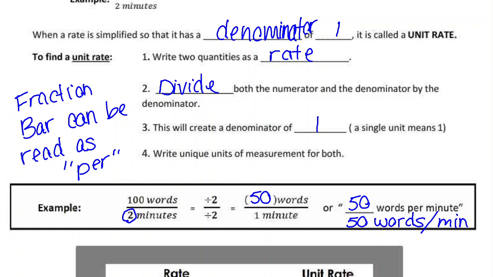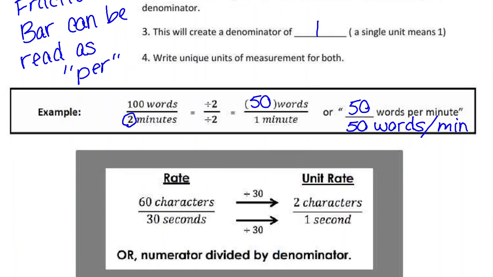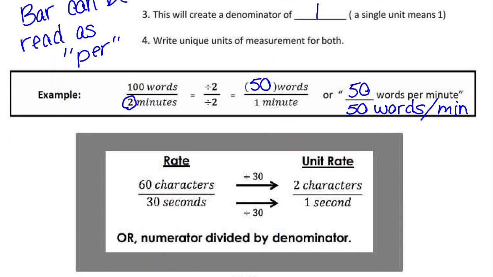So a rate, remember, a rate is comparing two things. So for this one, this is comparing characters to seconds. And then the unit rate is where we're taking the denominator of 30 and converting it to a denominator of 1. So in this case, we're simplifying by 30. You could also just take, like it says here, the numerator divided by the denominator. So you could take 60 and just divide it by 30.